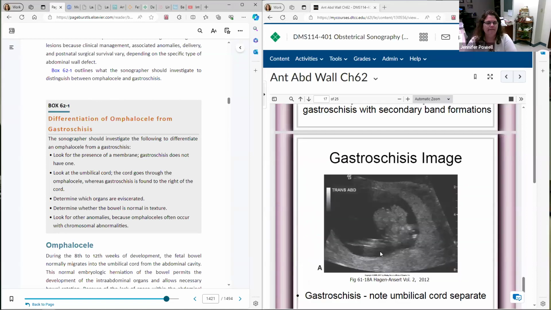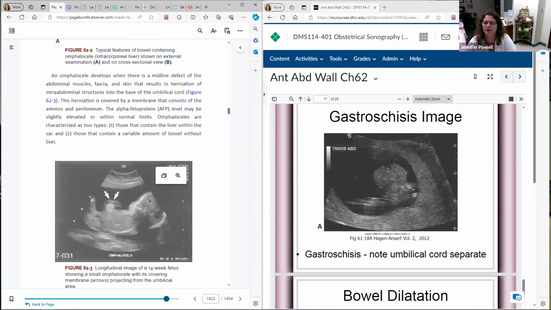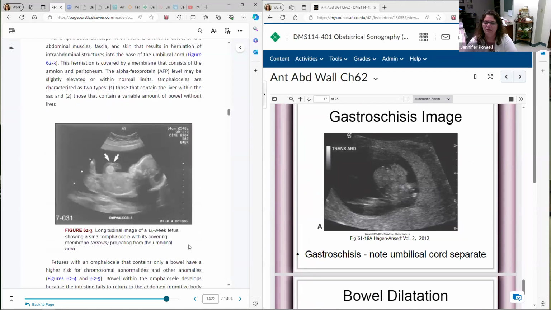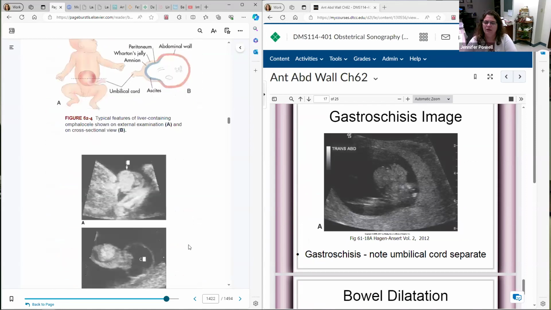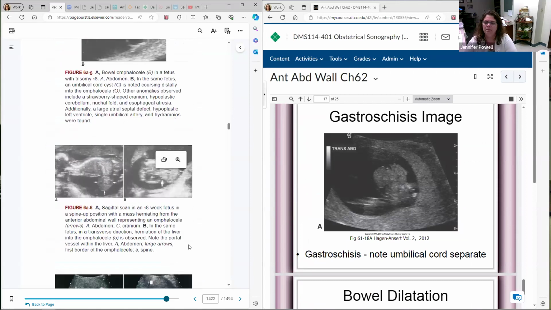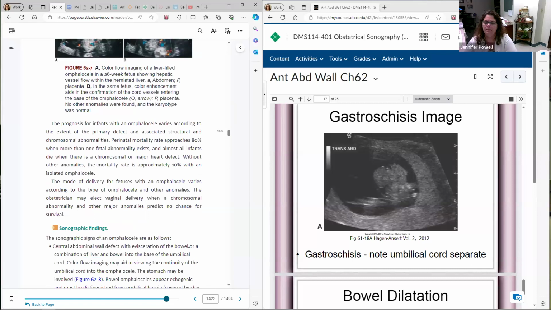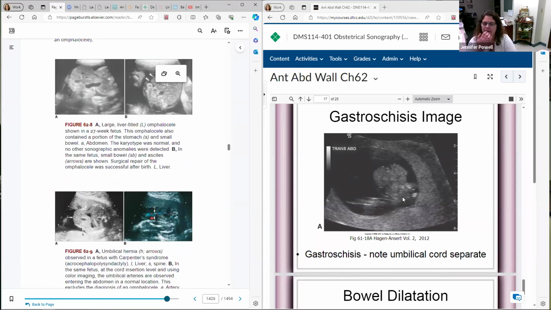Okay. Note the umbilical cord separate. Okay, so it's a little difficult to see. I was kind of hoping that we would get a better picture.